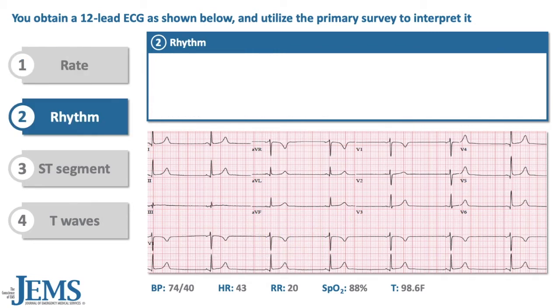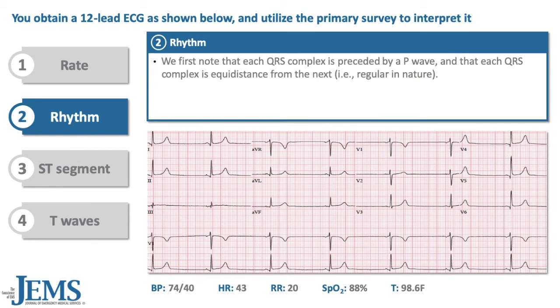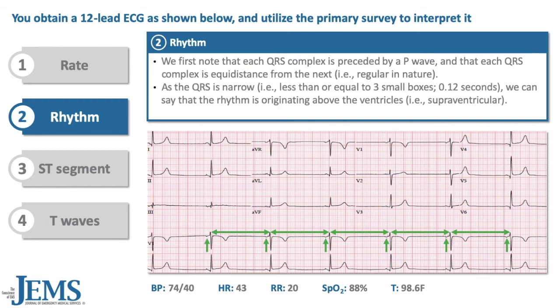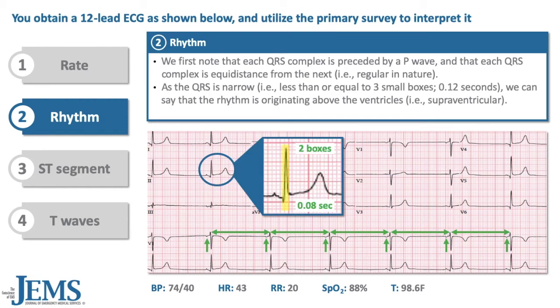Assessing the rhythm, we see that each QRS complex is preceded by a P wave. And though the rate is very slow, the R waves are marching out at consistent intervals, meaning this rhythm is regular. Looking more closely at the QRS complexes, they appear to be narrow, that is less than or equal to 3 small boxes wide, or 0.12 seconds. They seem to be about 2 boxes wide, or 0.08 seconds, which means that this rhythm is most likely supraventricular, originating from above the ventricles, making this rhythm sinus bradycardia.